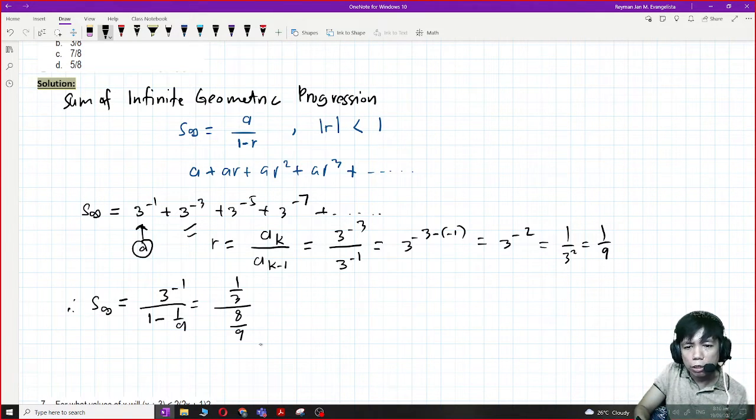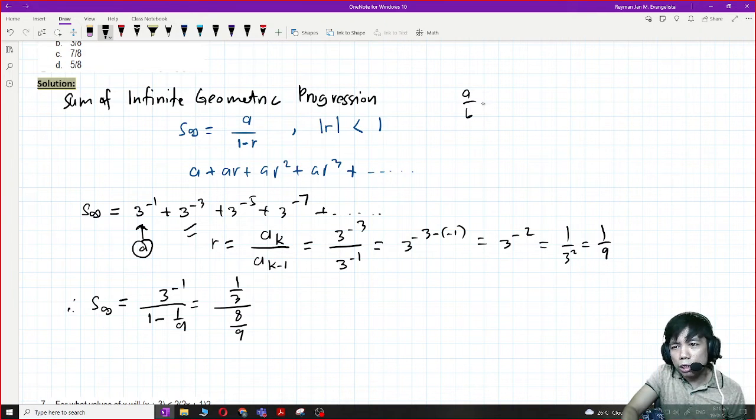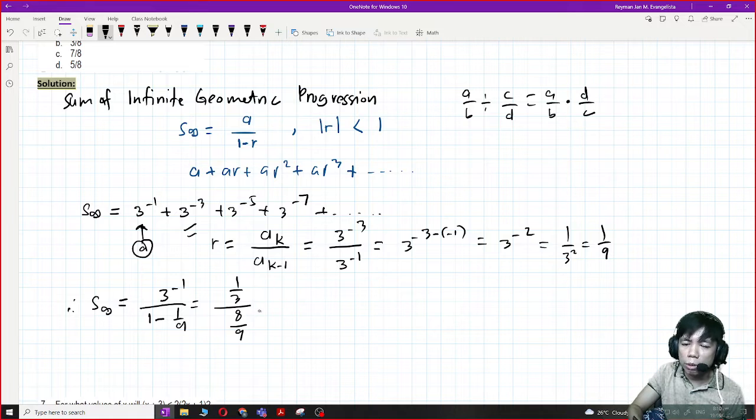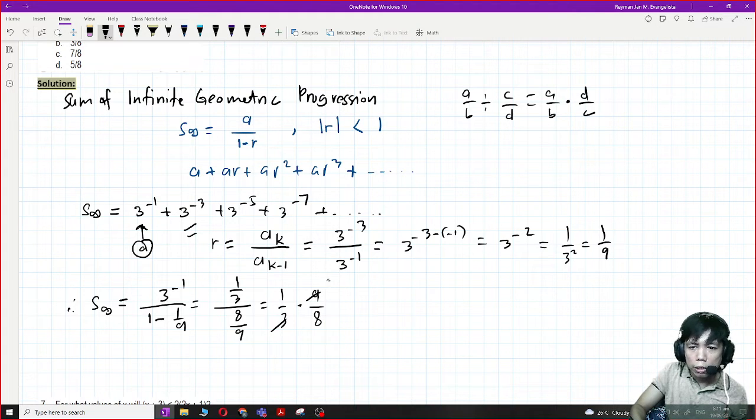What is the trick here, guys? If you go back to fractions, if A over B is divided by C over D, that is the same as A over B multiplied by D over C. So your A over B is 1 over 3, and your C over D is 8 over 9. This is the same as 1 over 3 multiplied by 9 over 8. Cancel, and you are left with 3 there. So the answer is 3 over 8.